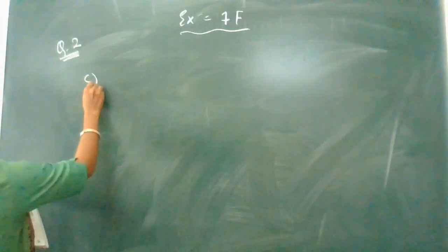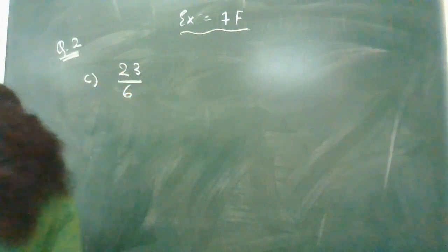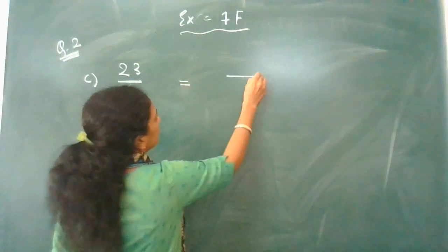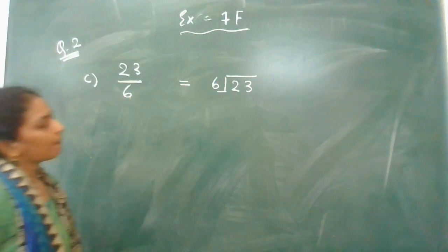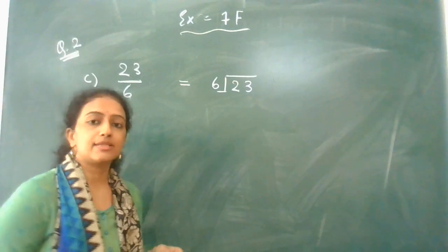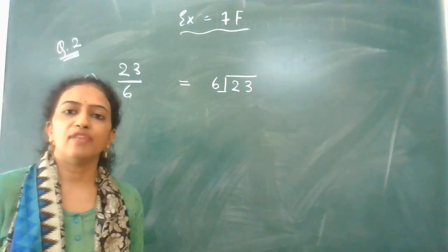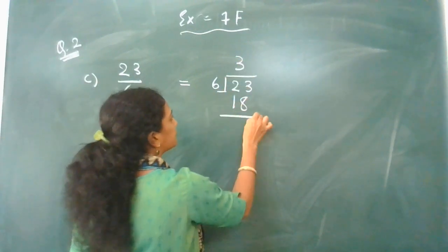I am doing the C, that is 23 upon 6. Okay, so 23 upon 6, we have to convert this into a mixed numeral, so we have to divide it. Okay, so we'll have to say the table of 6. 6 1s are 6, 6 2s are 12, 6 3s are 18, 6 4s are 24. So 24 is bigger. We can go for 6 3s are 18.